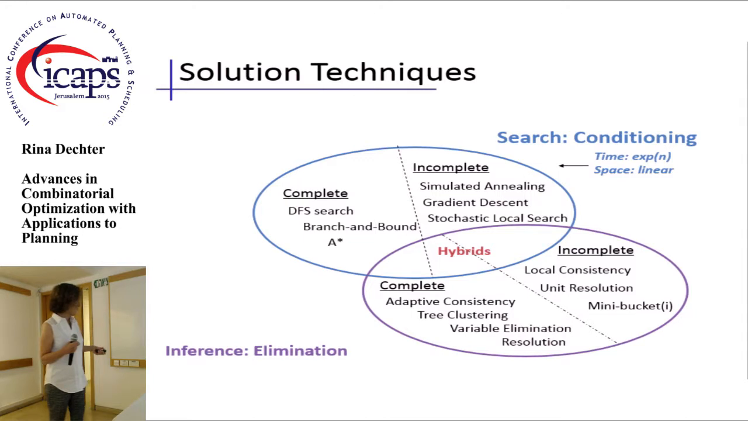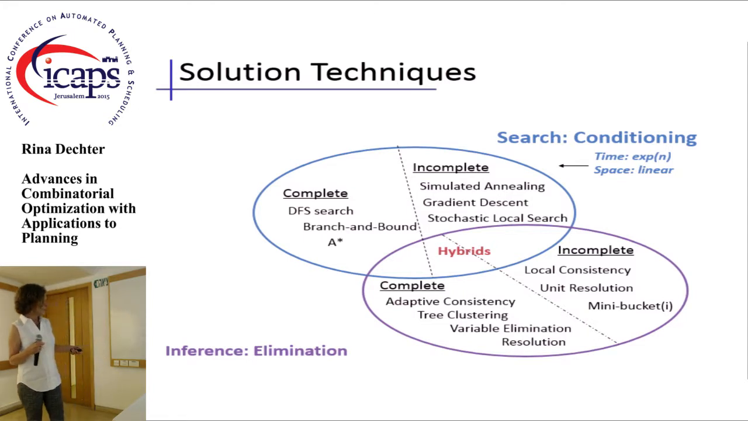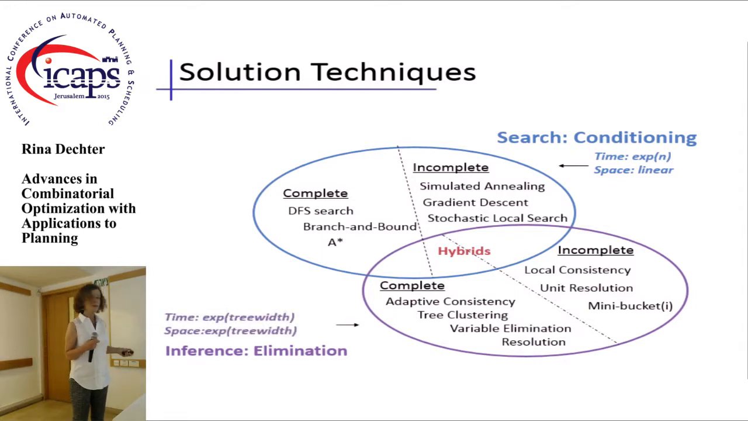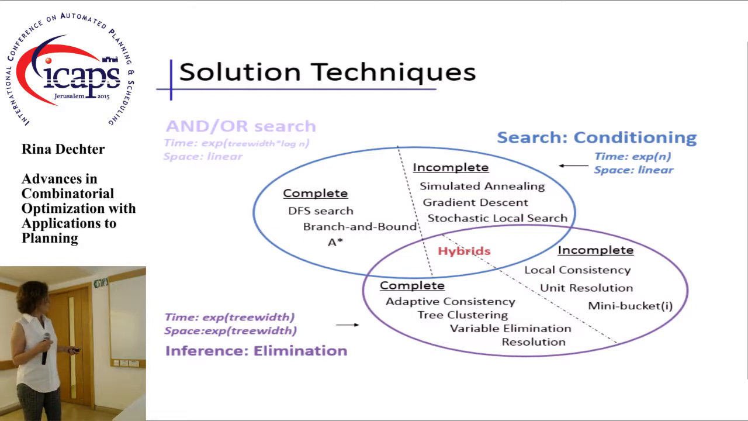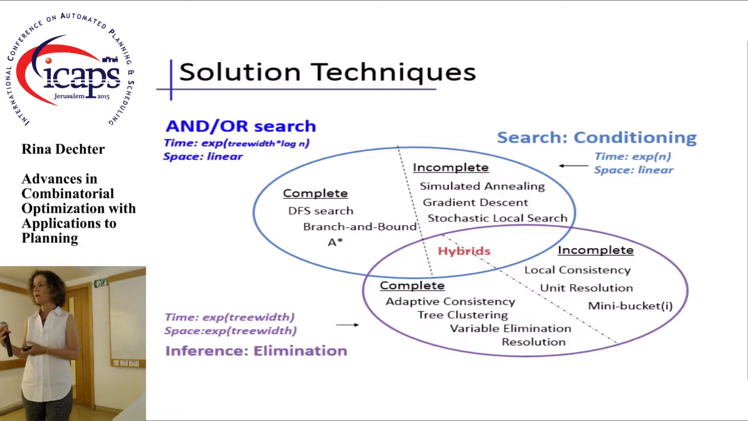The other class of algorithms is inference, variable elimination being a special case. And what's nice about it is that it comes immediately with a worst-case time bound exponential in the tree width, in time and space. This is what I will show. But we can exploit the structure also in search. This is AND/OR search, which I will talk about significantly, and it can also allow us to exploit memory effectively.